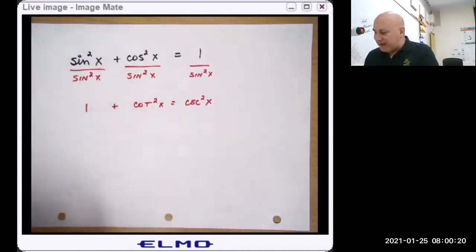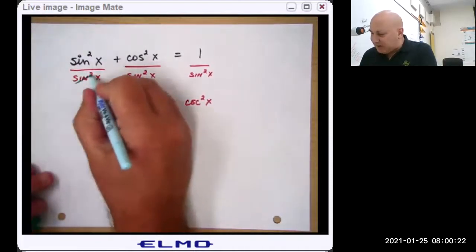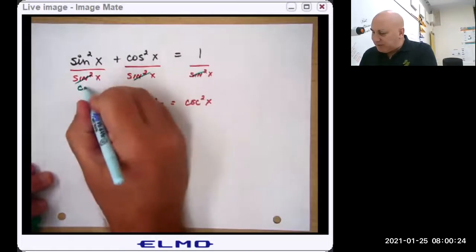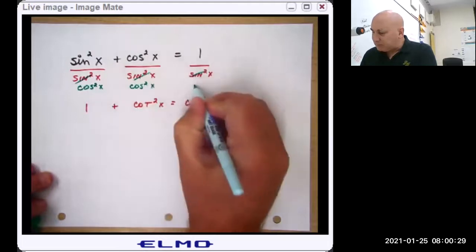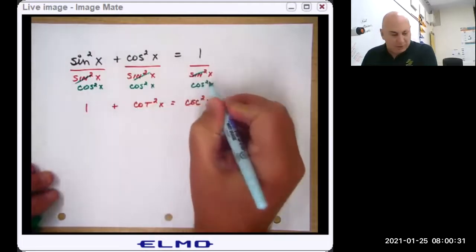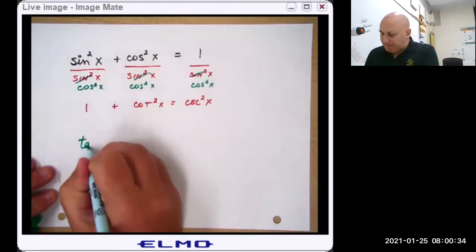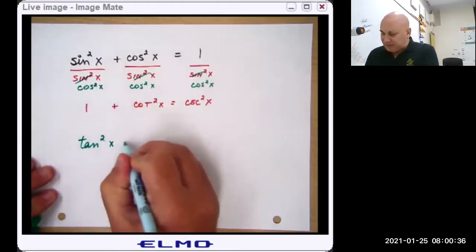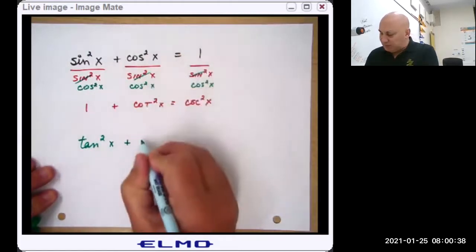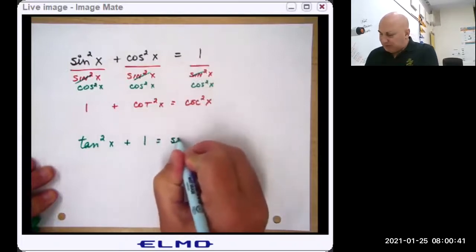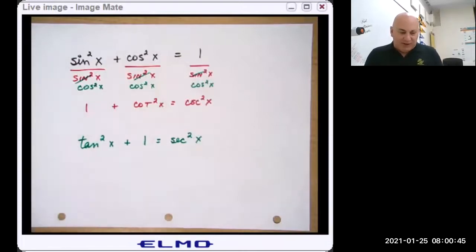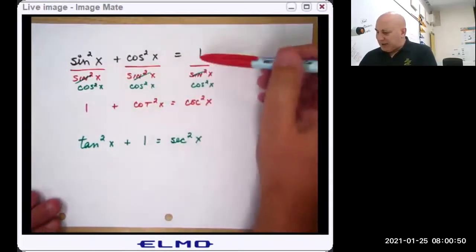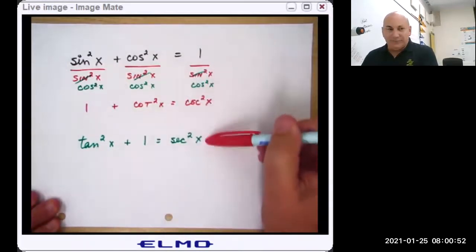And if we had divided everything instead by cosine squared x, we would get tangent squared x plus cosine squared over cosine squared, which is 1, equals secant squared x. So now we have three ways of looking at the Pythagorean identity: the black way, the red way, and this green way.